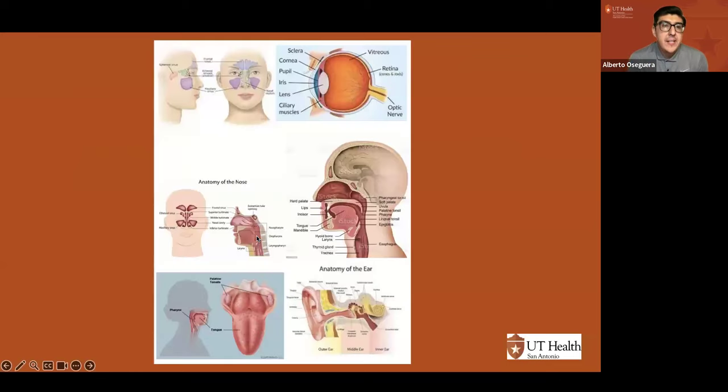HEENT obviously involves the head, ears, eyes, nose, and throat. So this is just a basic schematic of the relevant anatomy that we'll be reviewing. As you can see in the picture, there's obviously many possible areas of injury and involvement in disease processes. So we won't have time to obviously cover everything, but we'll try to get through some high yield items and hopefully have time for some questions at the end.